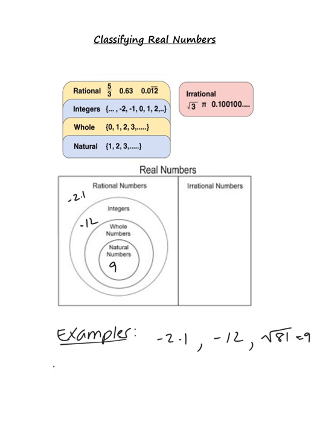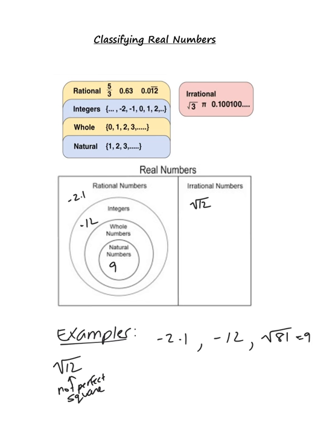Next example would be the square root of 12. And now you could feel free to pause the video and see if you know where it would go. Square root of 12 would fall under irrational. It's not a perfect square, 12. So when you take its square root, the answer will be irrational.